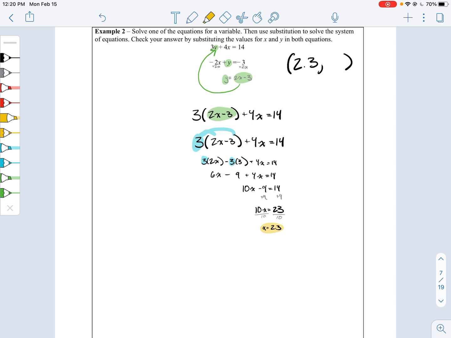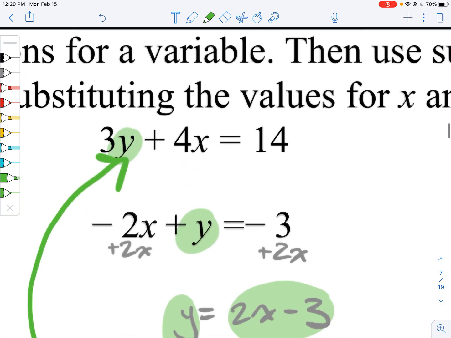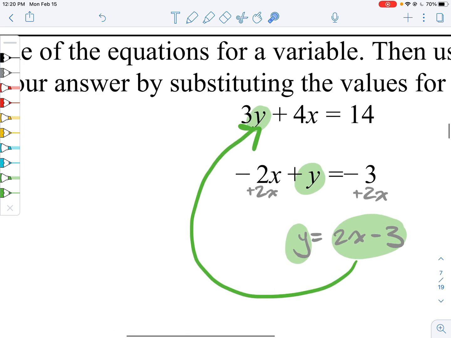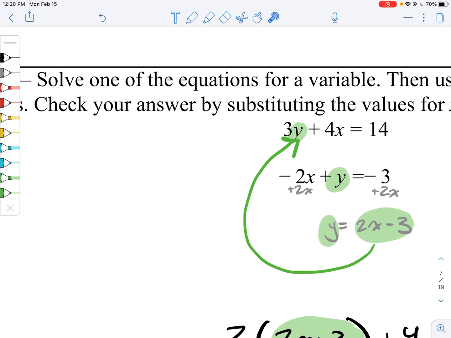Now we need to figure out what our y is. Well, fortunately, we have not one but two equations to help us figure out what y is. I'm going to go ahead and use that second one again. That second one just seems easier. But the first one doesn't have any negatives, and that's pretty attractive. You know what? Let's go with that one.